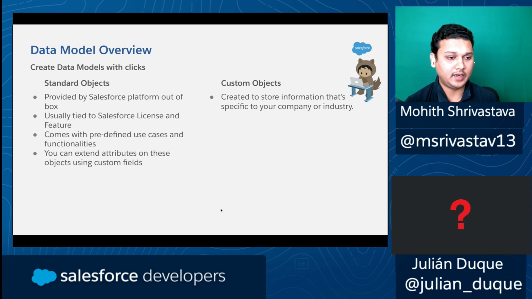Now if you want to extend these standard objects, we give you custom fields, so you can extend them with custom fields. Now let's say you have a specific requirement where you have your own attributes and none of these standard objects fit the picture. That's where you go for a custom object.